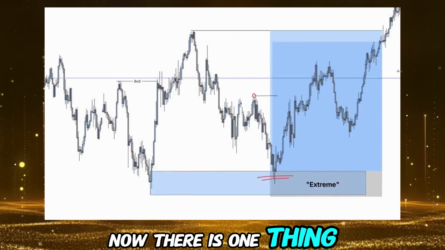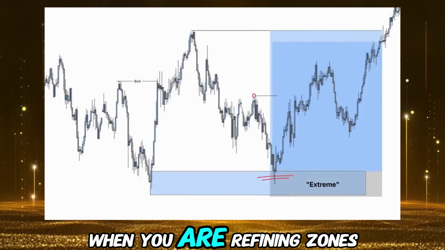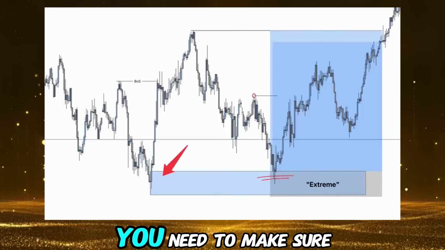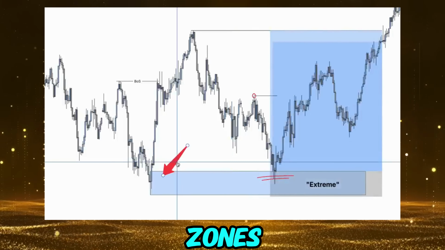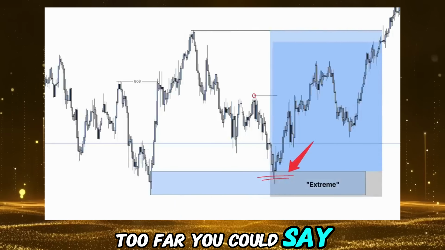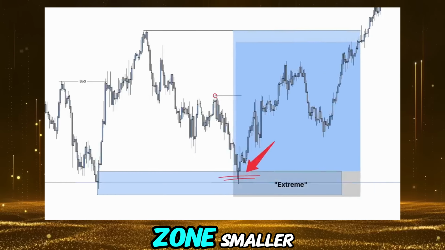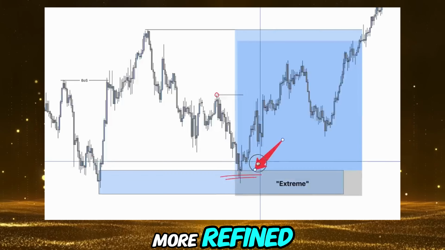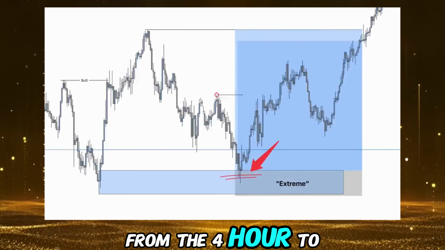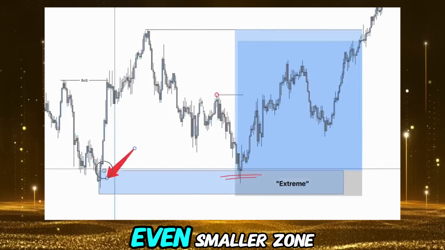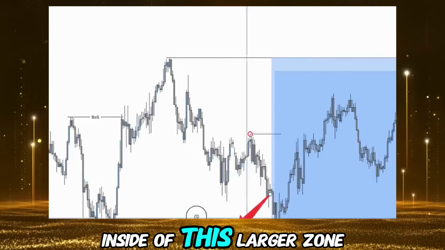Now, there is one thing you need to be careful of when you are refining zones, and that is over-refinement. You need to make sure that you don't refine your zones too far. You could say, if we go from the 4-hour time frame to the 1-hour time frame, and it makes the zone smaller and it makes our entry more refined, why don't we then go from the 4-hour to the 5-minute or the 1-minute? Because surely then we're going to get an even smaller zone inside of this larger zone.